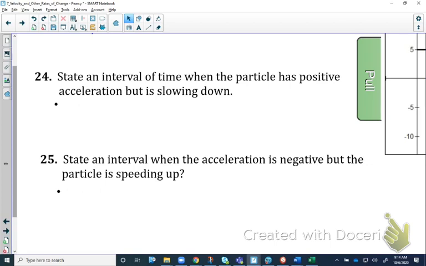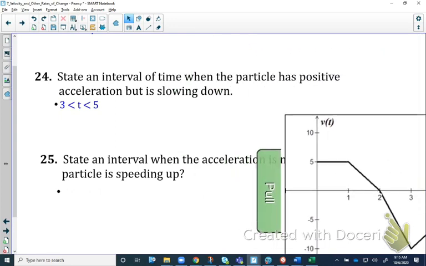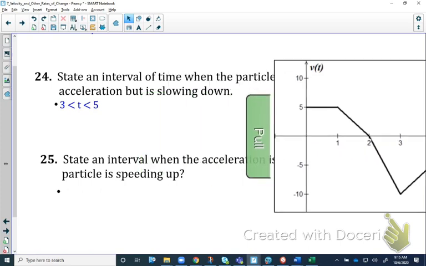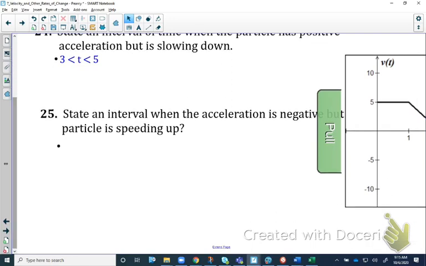State an interval of time when the particle has positive acceleration but is slowing down. This is where we're talking about the signs of the acceleration and velocity. Positive acceleration, the slope of the velocity function being positive from 3 to 5, is where we have increasing acceleration. But because the velocity function itself is negative over that same time interval, that's where we're looking at positive acceleration, but overall the speed is slowing down.